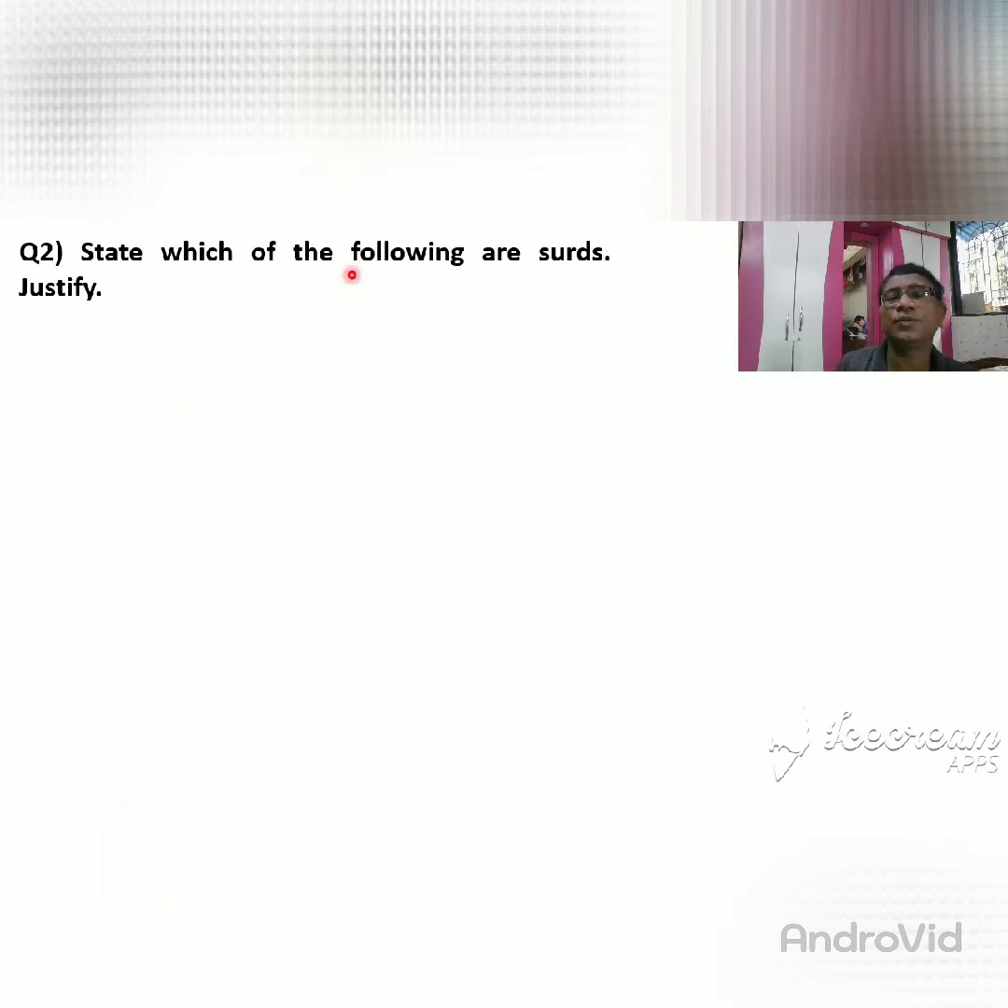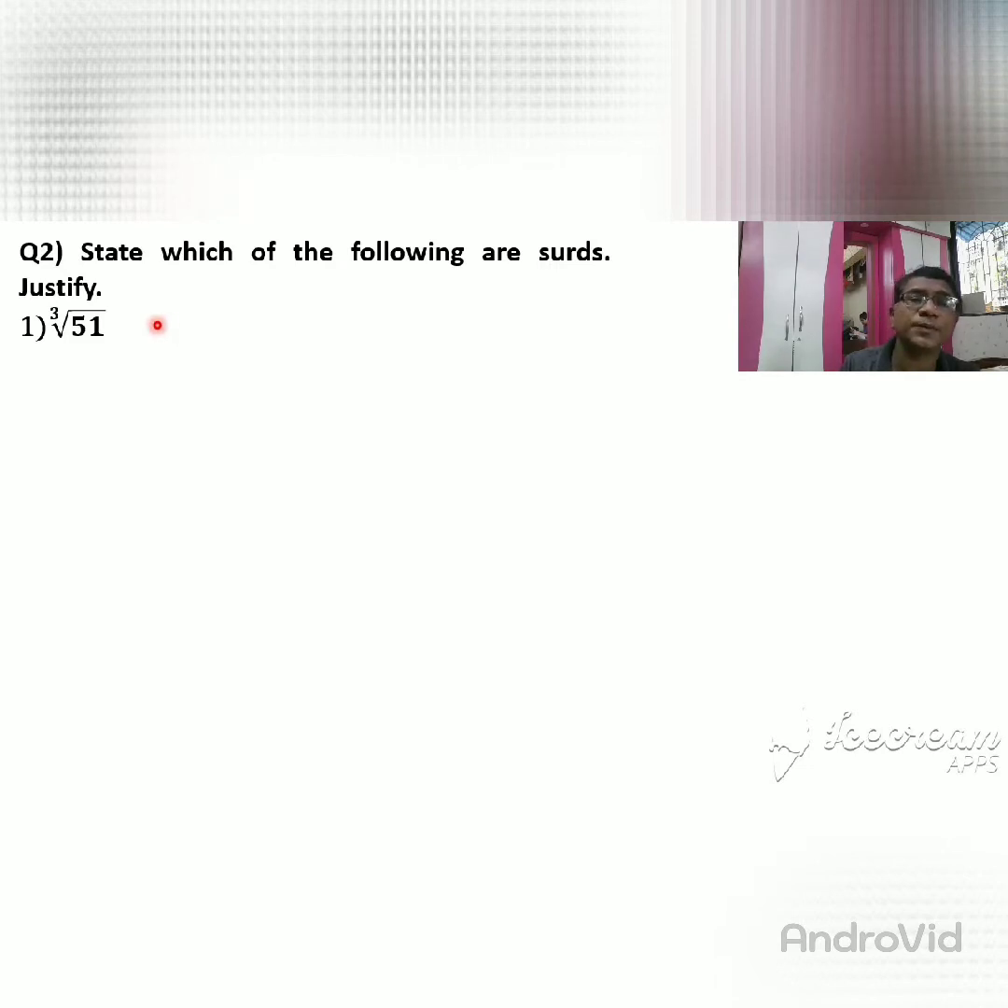Then, state which of the following are surds. Justify. Surds means the number must be irrational, and the order must be an integer greater than 1. Here is the cube root of 51. Can we find the cube root of 51? We don't know it, so it is an irrational number, so it is a surd.